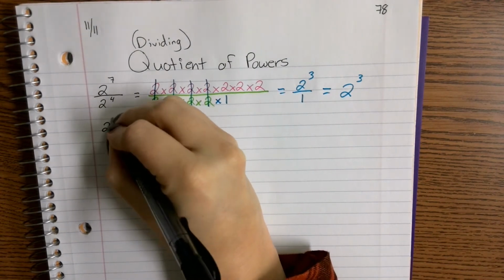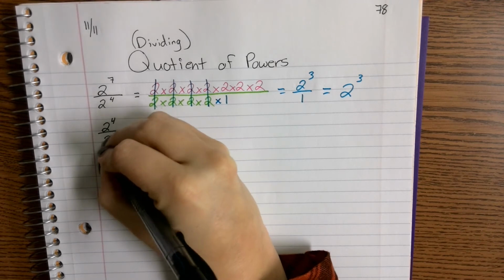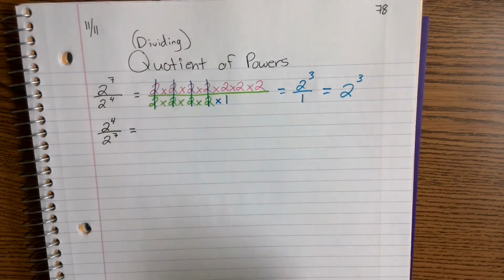Let's say it was reversed. Let's say it was 2 to the 4th power on the top and 2 to the 7th power on the bottom. The reverse would also still be true.